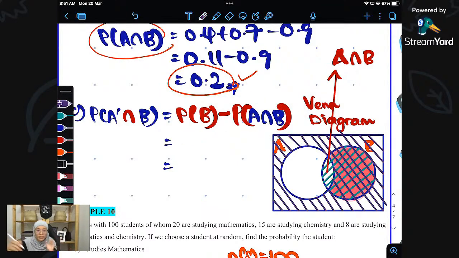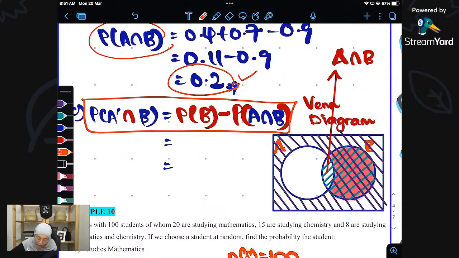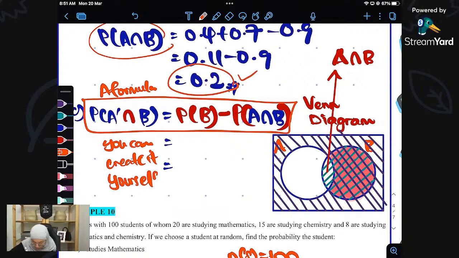If you understand, please tell me you understand. This is a formula. This is actually a formula. A formula you can create yourself. Do you understand what I'm saying, everybody? Okay, if you understand, please comment there.